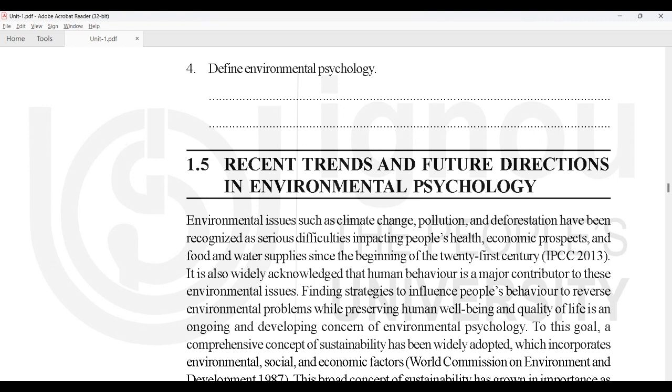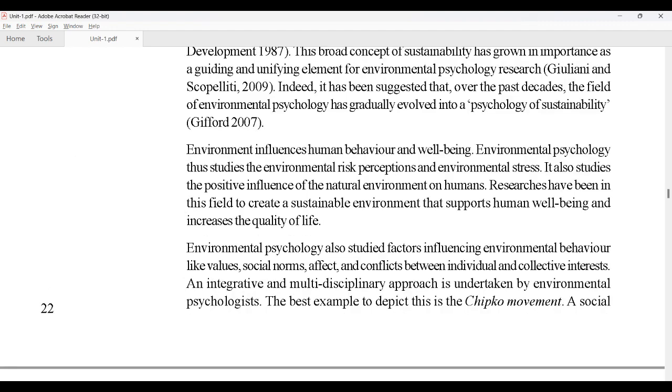To this goal, a comprehensive concept of sustainability has been widely adopted, which incorporates environmental, social, and economic factors (World Commission on Environment and Development, 1987). This broad concept of sustainability has grown in importance as a guiding and unifying element for environmental psychology research. Indeed, it has been suggested that, over the past decades, the field of environmental psychology has gradually evolved into a psychology of sustainability. Environment influences human behavior and well-being.